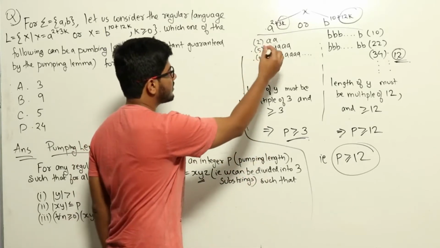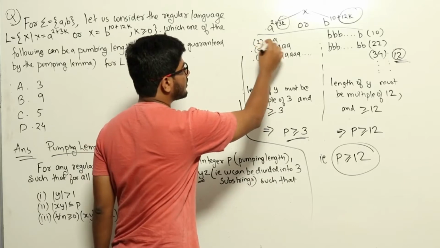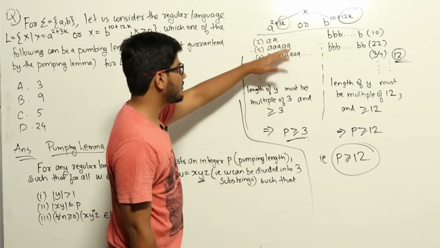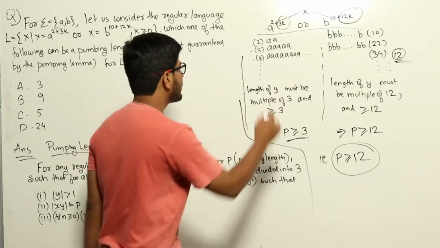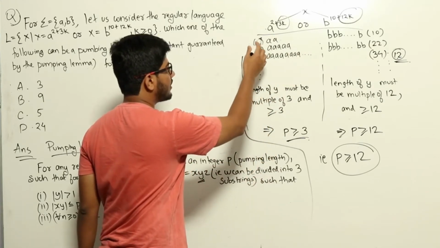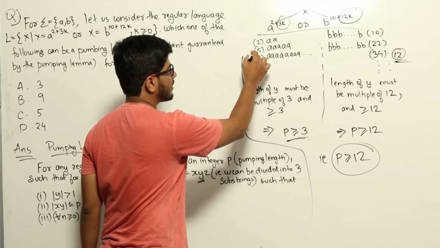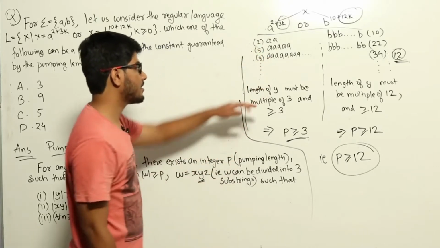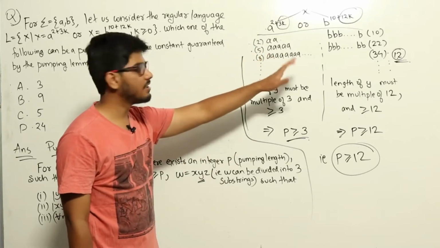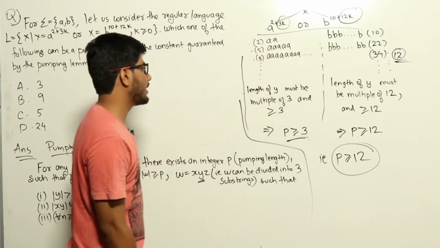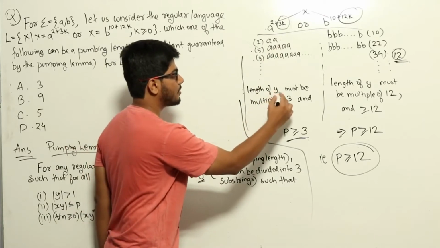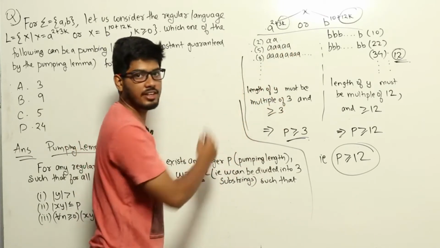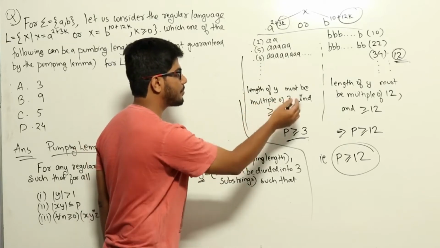So that means each string in this language will have a length which increases in multiples of 3. The first string had a length of 2, then we increase it by 3, that is the second string with length 5, which we increase by 3 again to get 8, etc. So each string has a length which increases in multiples of 3, which means that if we take the string and divide it into x, y, z, three parts, then the length of the y part must be a multiple of 3.